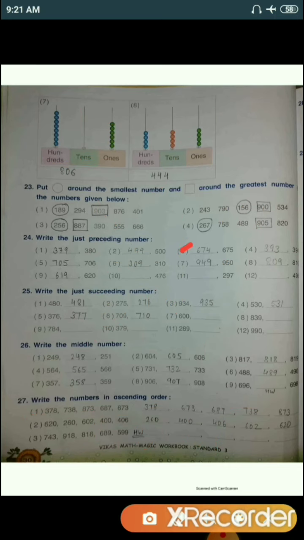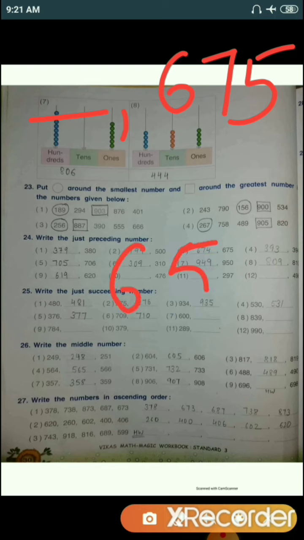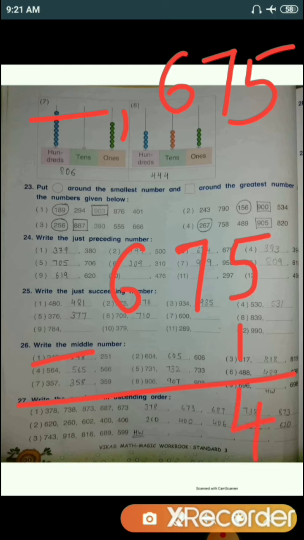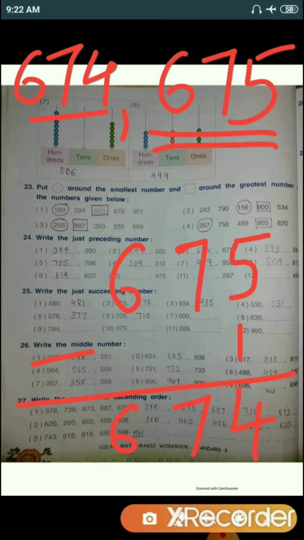Number 3 dash comma 675. So again we are going to subtract 1 from this number. So 675 minus 1. So 5 minus 1 will give you 4. 7 I will write as it is and 6 here. So 674 is the preceding number of 675.